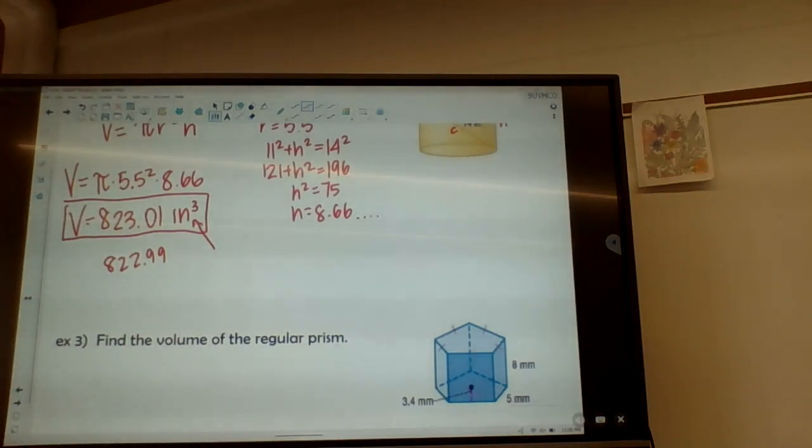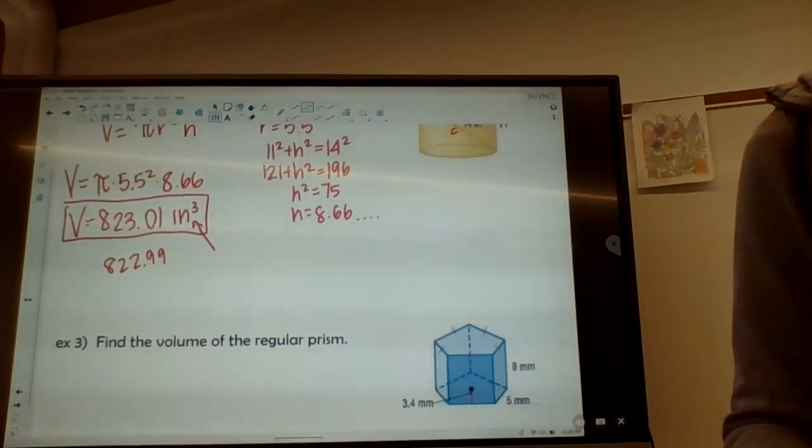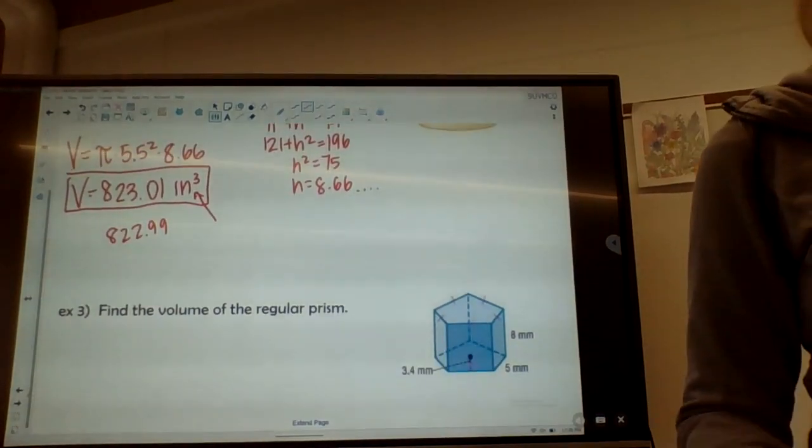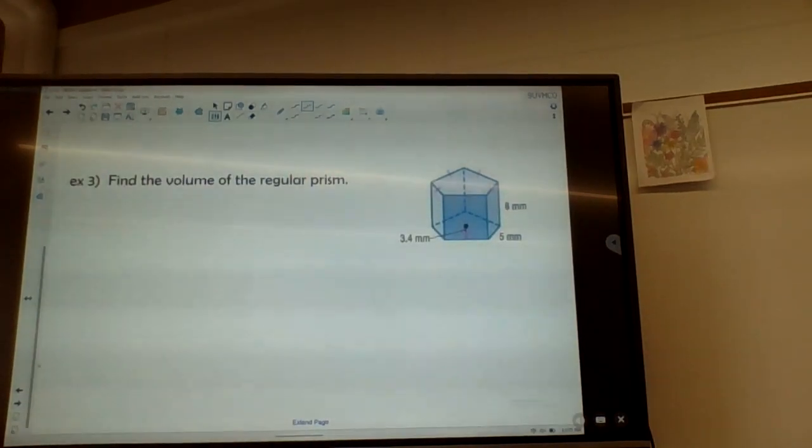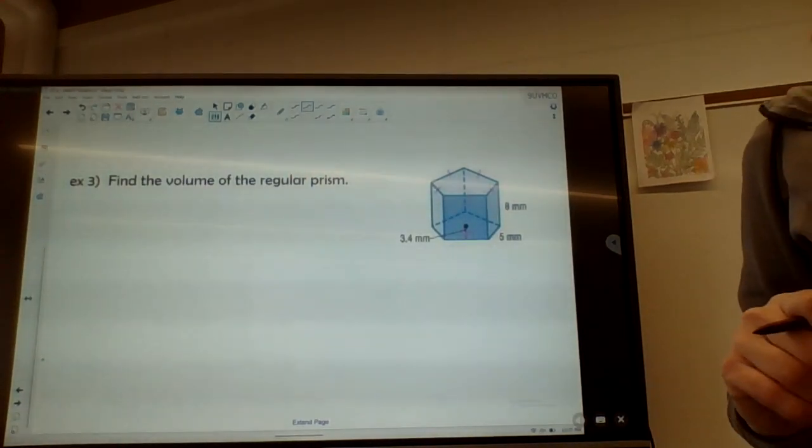I will take off again if you have the wrong units because it is important. We're talking about cubic measurements now. Our next one is the volume of our regular prism.